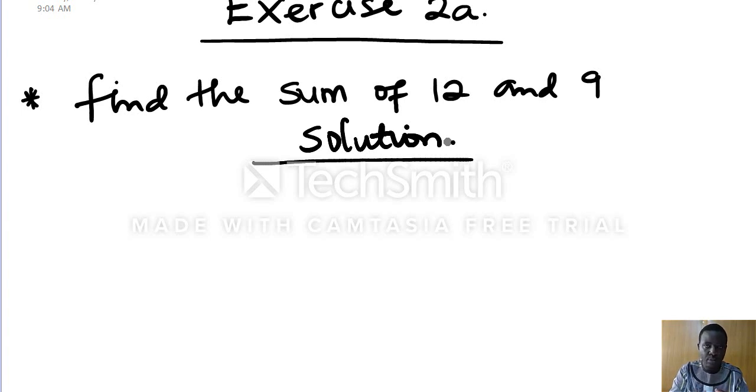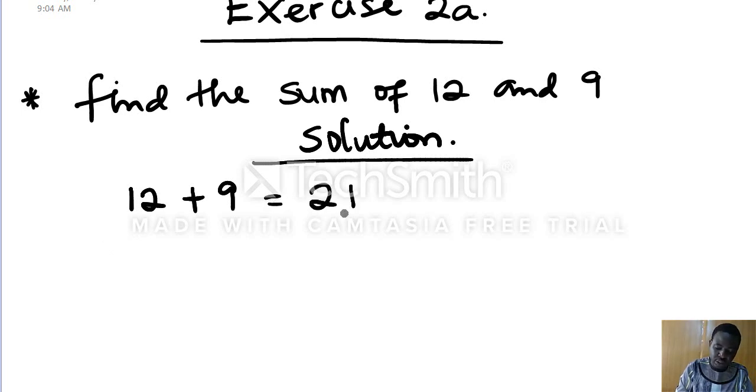Yes, it means you should sum both of them together. That means 12 plus 9. Our answer is equal to 12 plus 9, which will give you 21 as your answer. As simple as that.